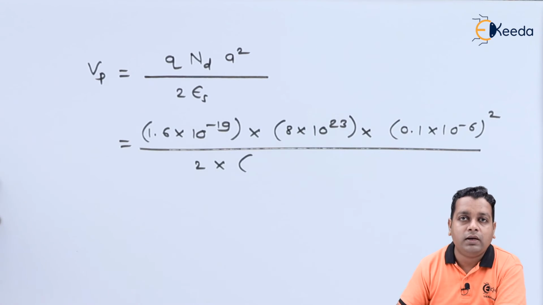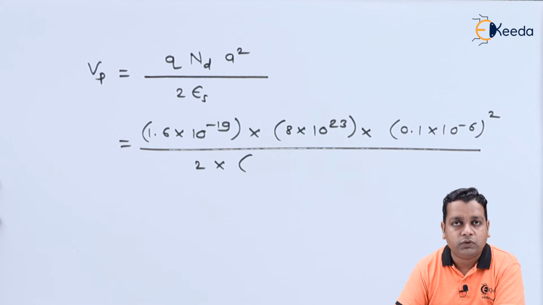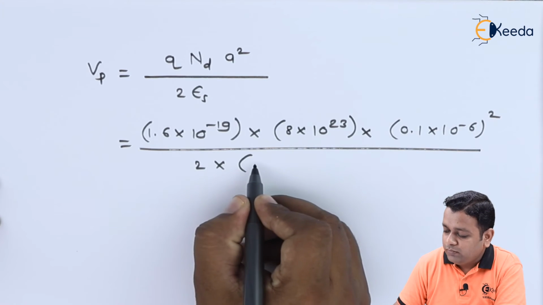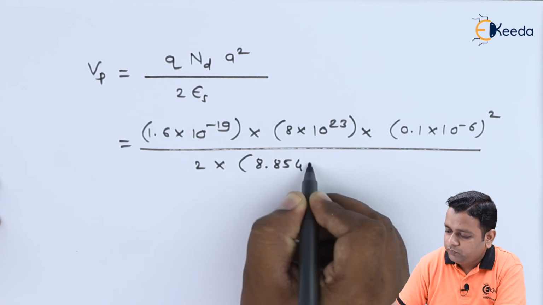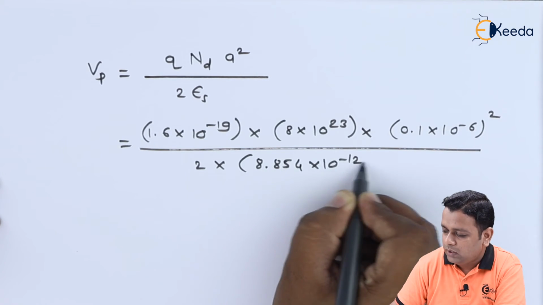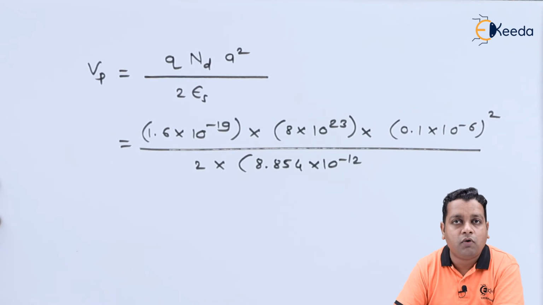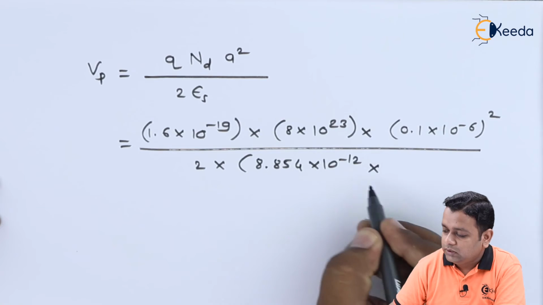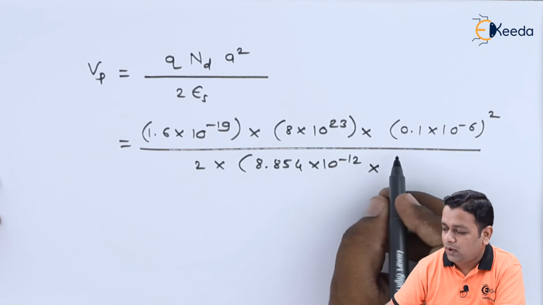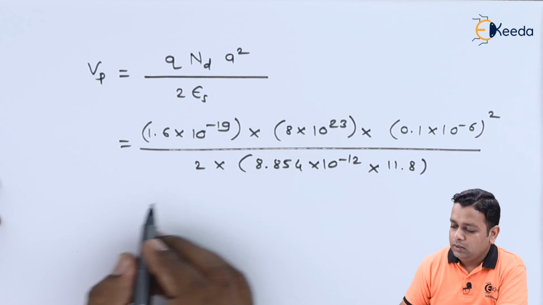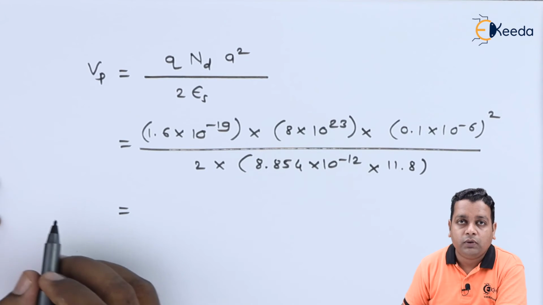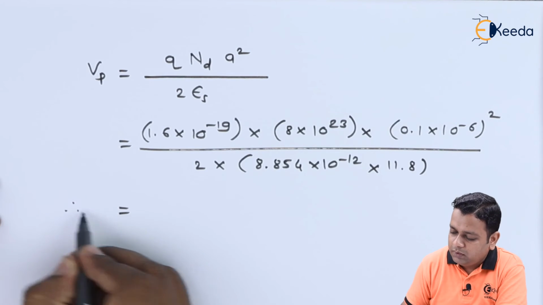So the relative dielectric constant is provided, so it is to be multiplied with epsilon 0. So epsilon 0 value is 8.854 into 10 raised to power minus 12, or we can also get it to the form 1 upon 36 pi into 10 raised to power minus 9. So this is in multiplication to the relative value that is provided, 11.8. So the values are substituted. Now the pinch off voltage can be determined.